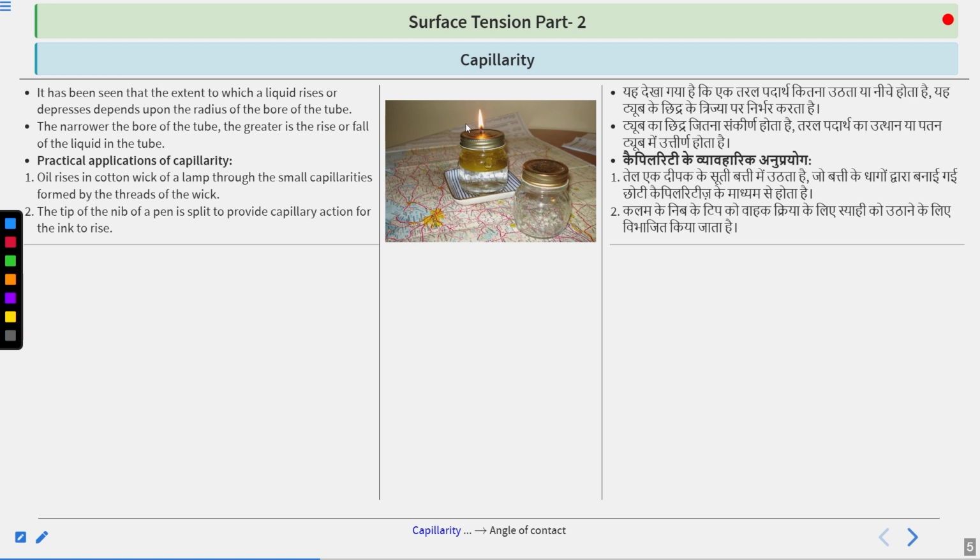The tip of the nib of a pen is split to provide capillary action for the ink to rise. If you have a look at the pen, the tip of the nib also provides a capillary action by splitting, so that the ink of the pen could rise and be used to write down things.